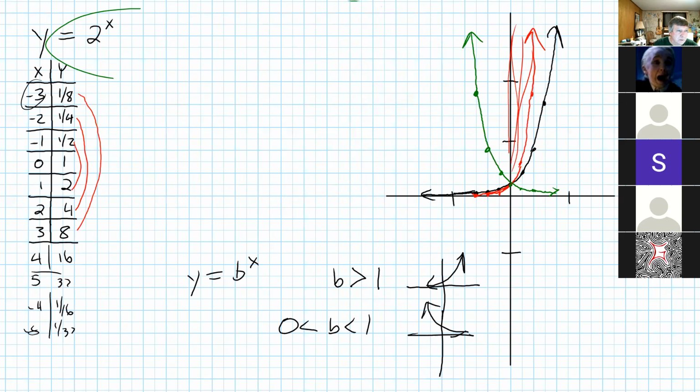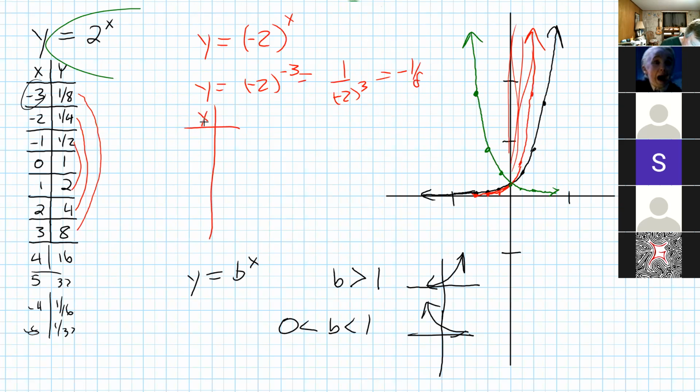I'll go back, I'll do this in blue. Or no, let's do this in red. Let's say I've got y equals -2 to the x power. So the base is -2. Well, y equals -2 to the -3 is 1 over -2 cubed, which is -1/8. So at -3, we have -1/8.